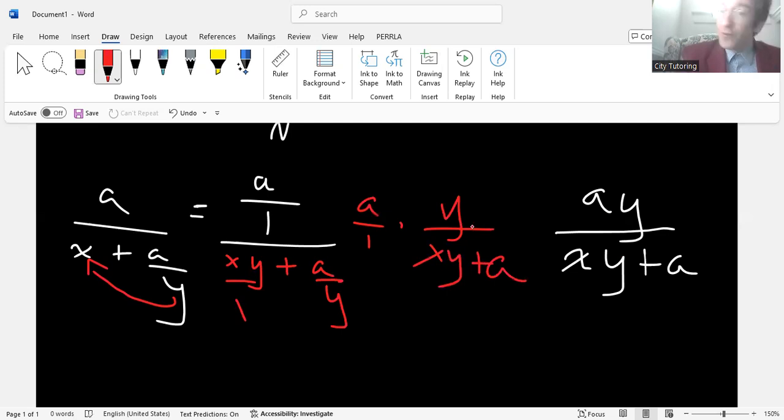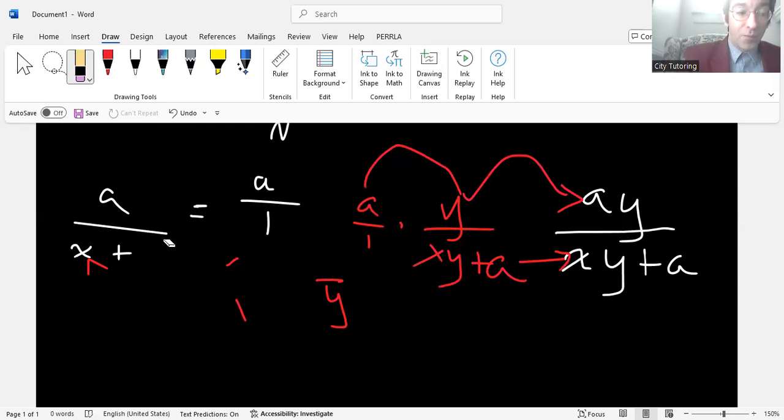And now you have a beautiful expression. A times Y becomes this. XY plus A times 1, any number times 1 is that number or expression. It's a mathematical law. So you have AY divided by XY plus A. Isn't that lovely? It's all about rearranging things and using the laws of math to help you.